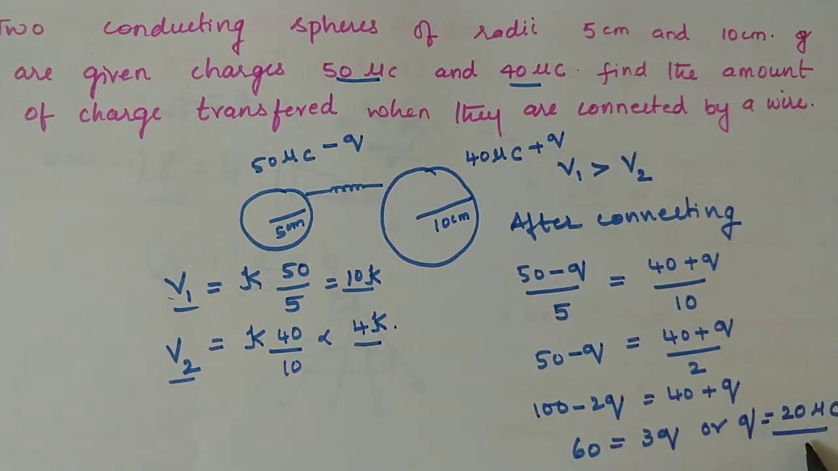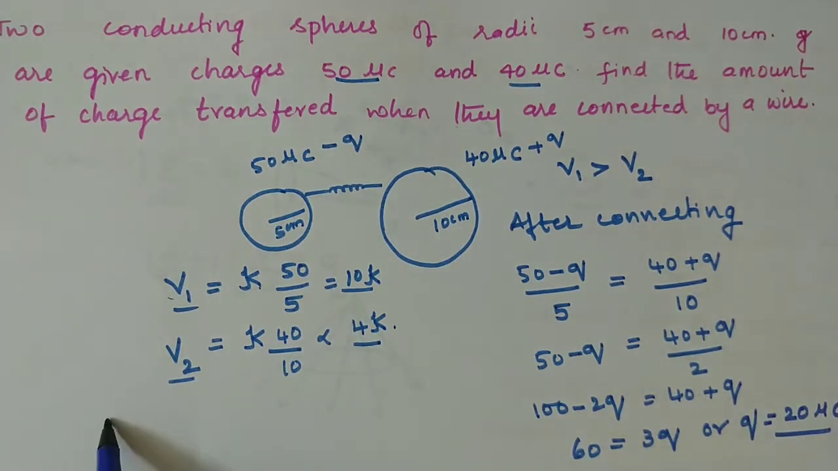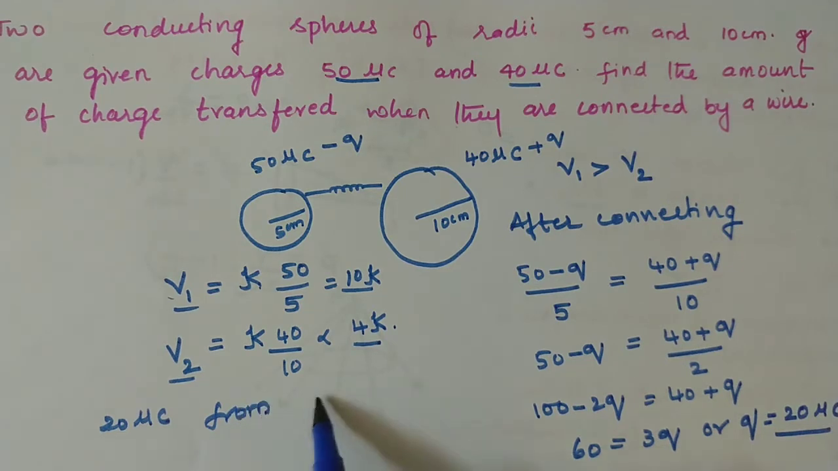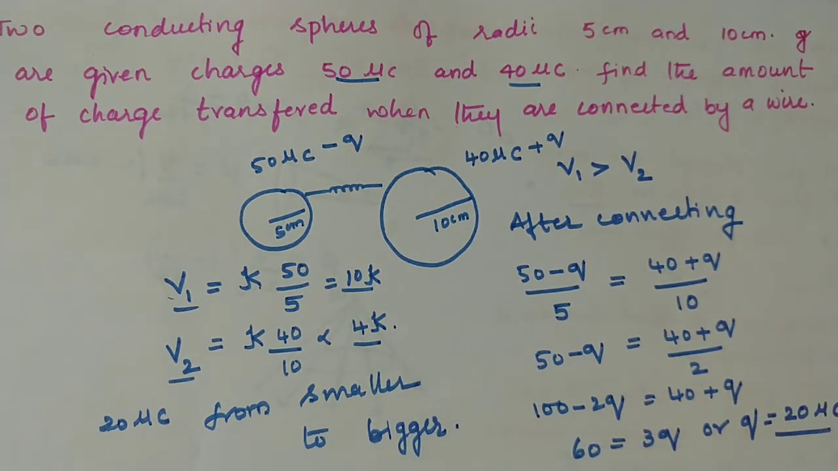So this much of charge is transferred from smaller to bigger. Okay, you can write the answer. 20 microcoulomb is transferred from where to where? From the smaller sphere to the bigger sphere. So this would be the answer.